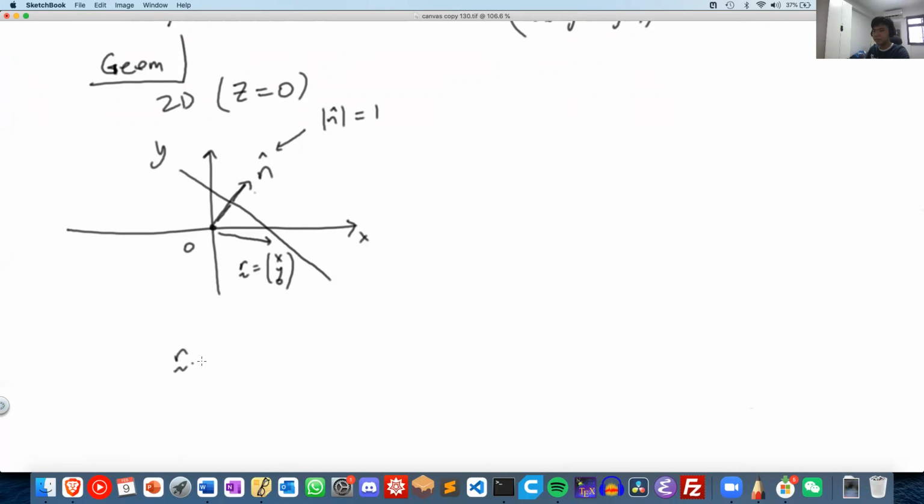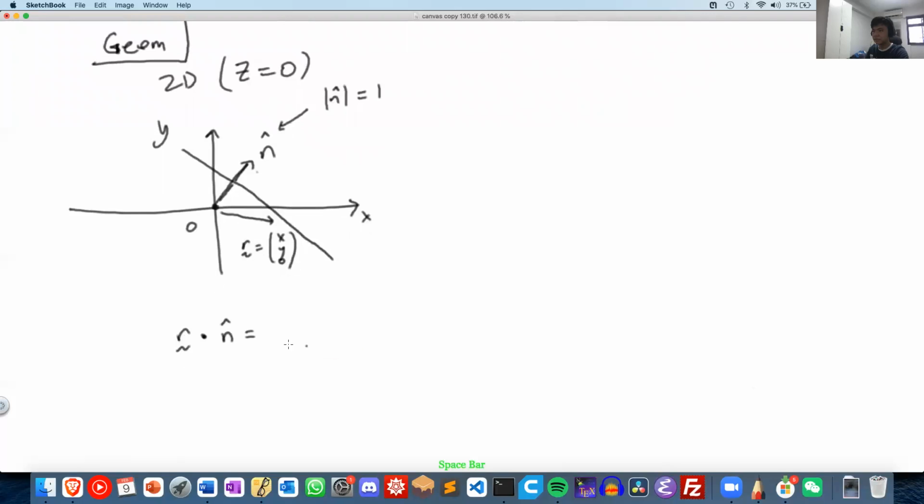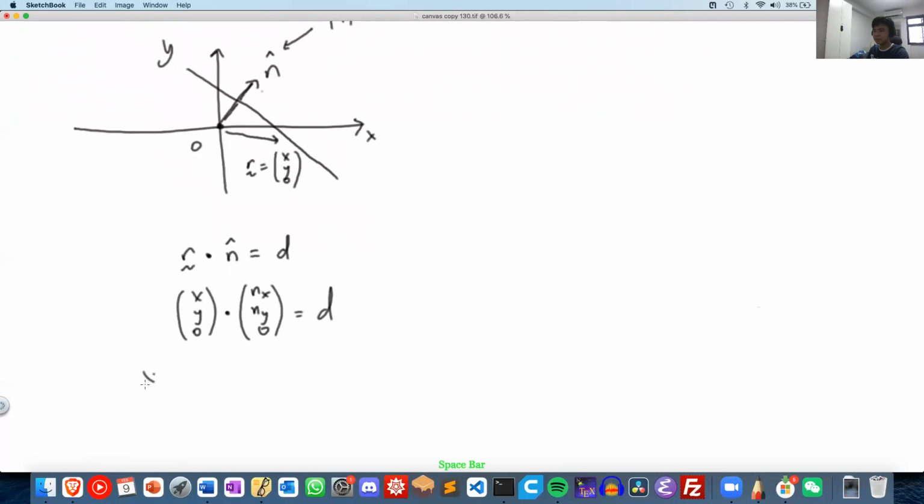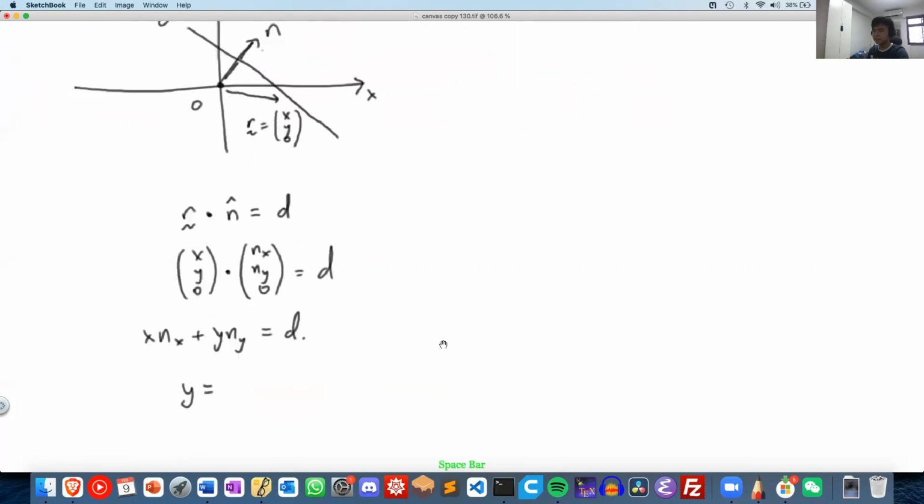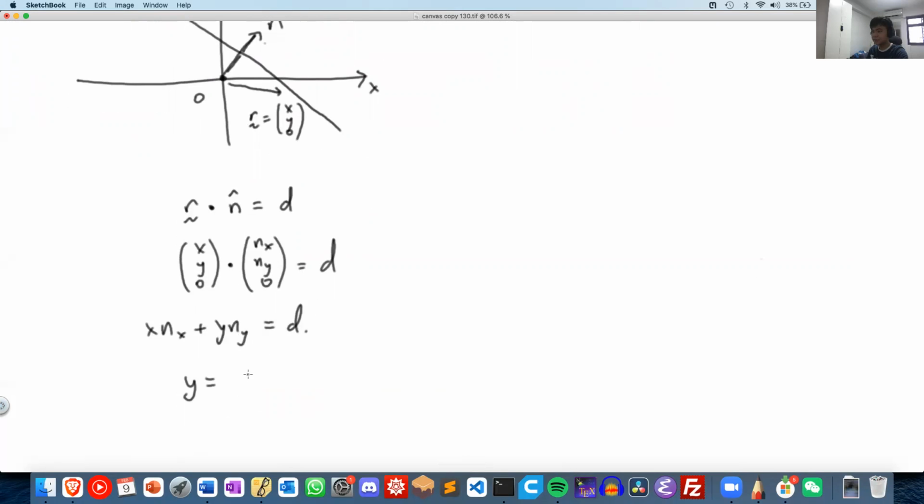So if we compute r dot n hat equal to some fixed number, let's say d, then expanding this out in terms of the components, and the last component is 0 because we are restricting ourselves to the xy plane, this equals d. Rearranging it simply gives us nx x plus ny y equals d. And this is precisely the form of y equals mx plus c, because this is just minus nx over ny times x plus d over ny.